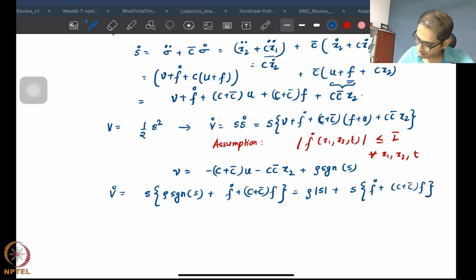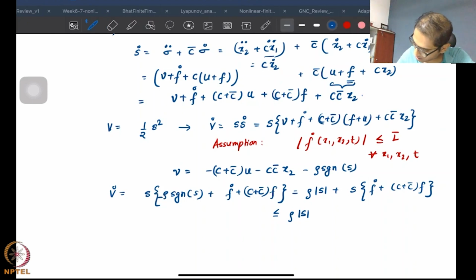Now if I do the norm bounds, I know that this is going to be less than or equal to rho absolute value of s. So actually I apologize, this should be minus rho. This is what I knew, that we will need to do some change.